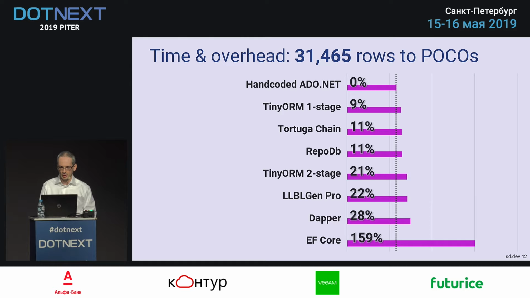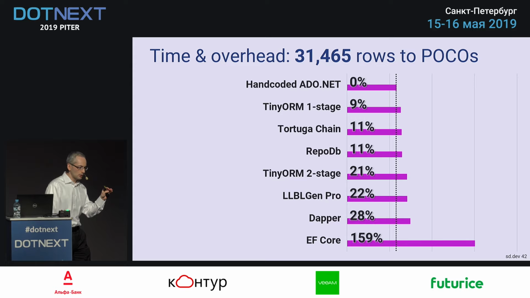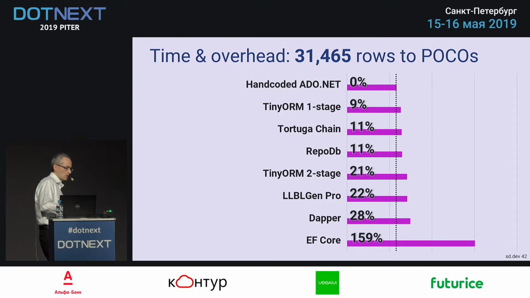So hand-coded ADO.NET is going to be a winner here. But what I'd like to do here is remove hand-coded ADO.NET from this comparison because I wanted to compare just micro-ORMs. And hand-coded ADO.NET is not a micro-ORM. It's the very thing that we're trying to avoid because nobody wants to hard-code all this materialization.